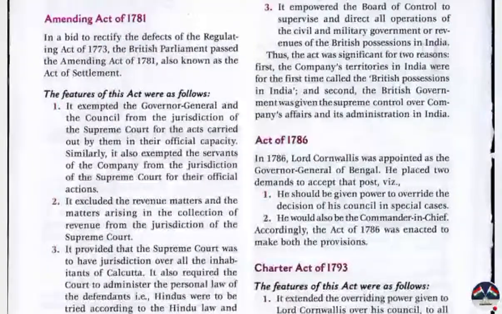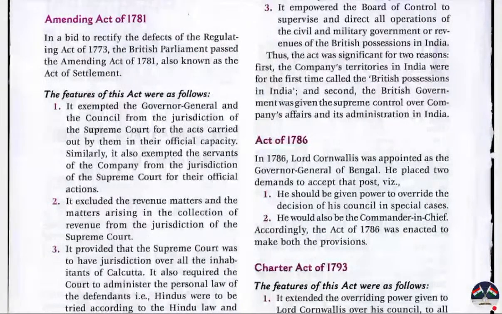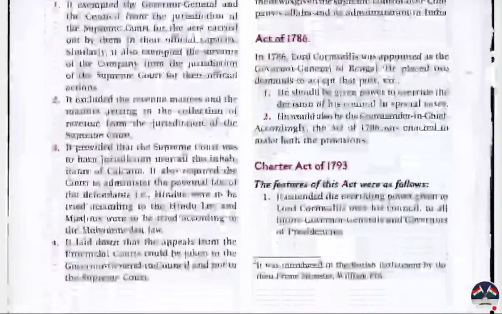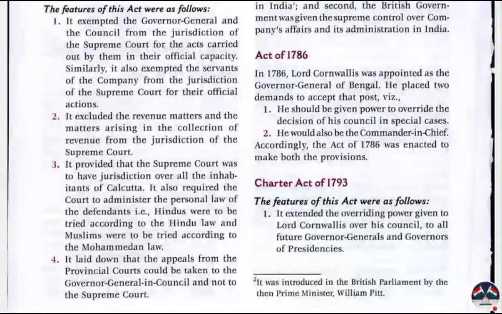Now we discuss the Amending Act of 1781. Why the name amending? Because in a bid to rectify the defects of the Regulating Act of 1773, the British Parliament passed the Amending Act of 1781, also known as the Act of Settlement. So what are the features of this act? The features of this act were as follows.